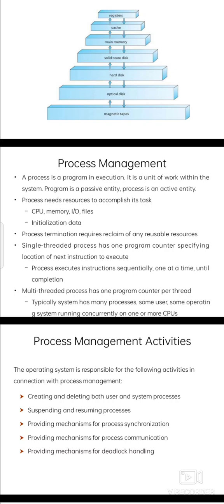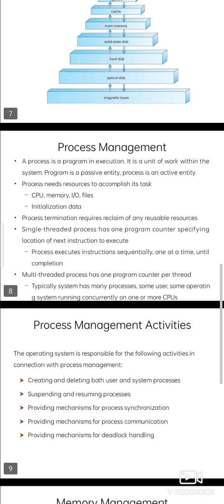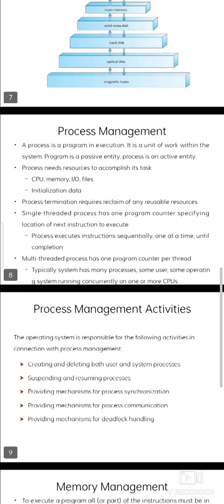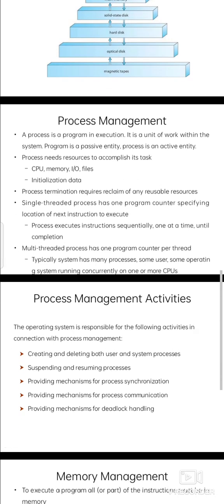So a process can be executed in two ways. One is a single-threaded program or a multi-threaded program. Single-threaded means a program is divided into a single unit that will be executed by a single thread. It has one program counter specifying the location of the next instruction to execute. It executes instructions sequentially, one at a time, until completion. A multi-threaded process is nothing but a particular program divided into a number of subtasks. Each task can be executed by a thread, and every thread has a separate program counter to execute it.